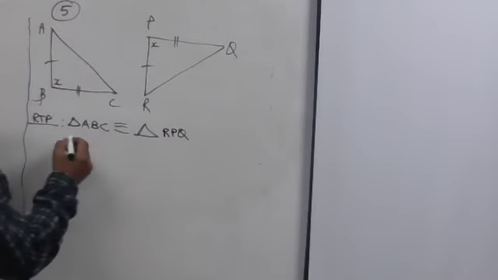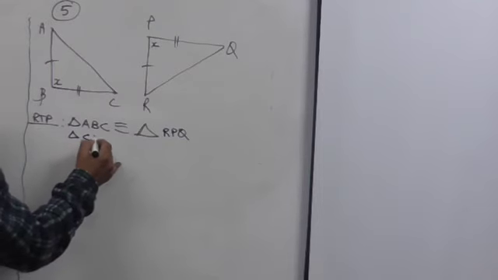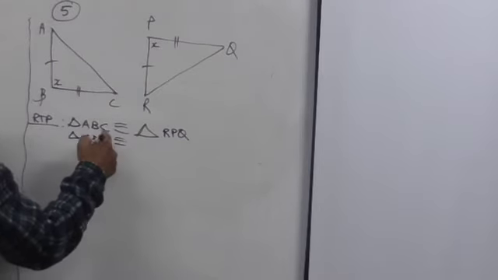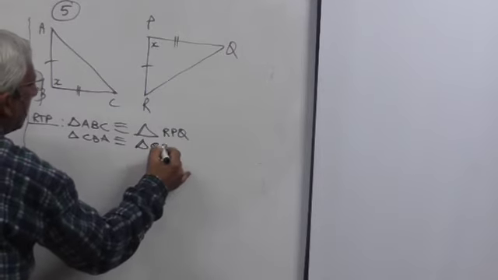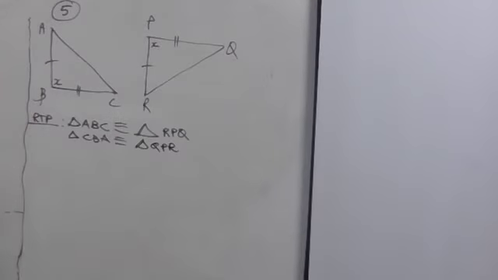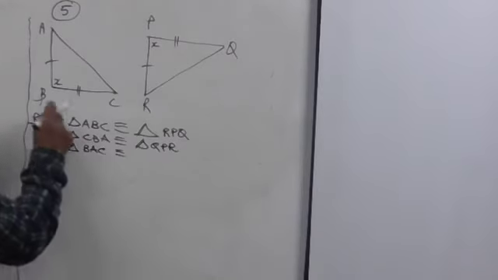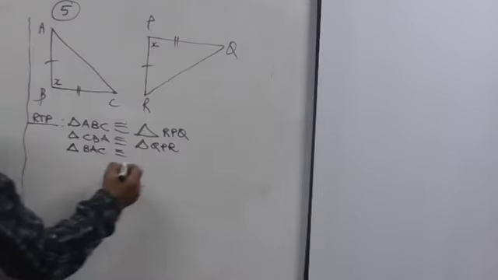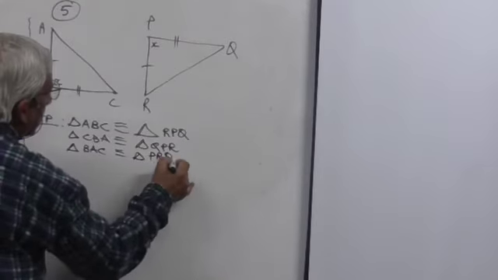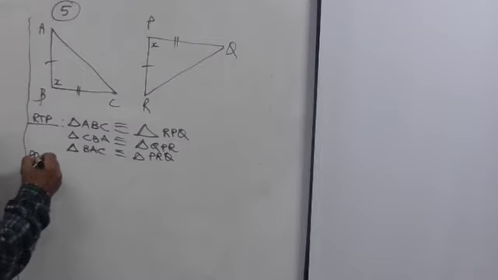RPQ. Alright, let me just do the other names in case somebody chose it differently. Suppose somebody said CBA. If you said CBA, then your other triangle will be QPR. And suppose you said BAC, then it will be PRQ. So there are many correct labels, right? So I'll just use the first one, for the proof.